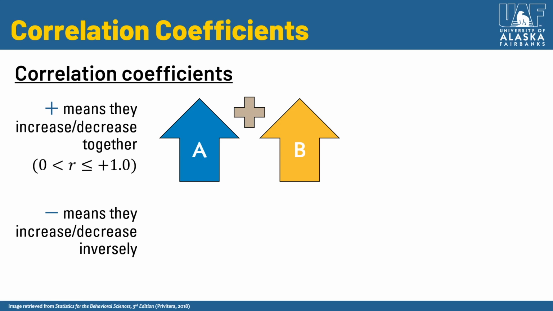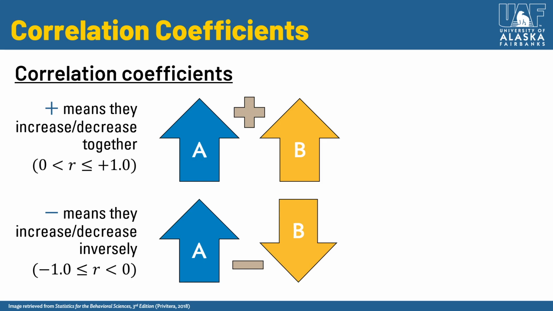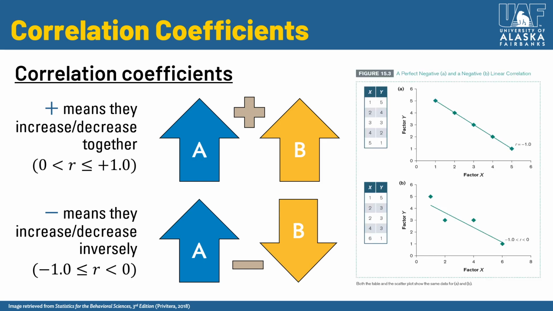A negative then means they increase or decrease inversely. So as one goes up, the other goes down, and vice versa. And so this will be in line with a negative slope, right, intuitively. So as x increases, here y is actually going down, right, and vice versa.